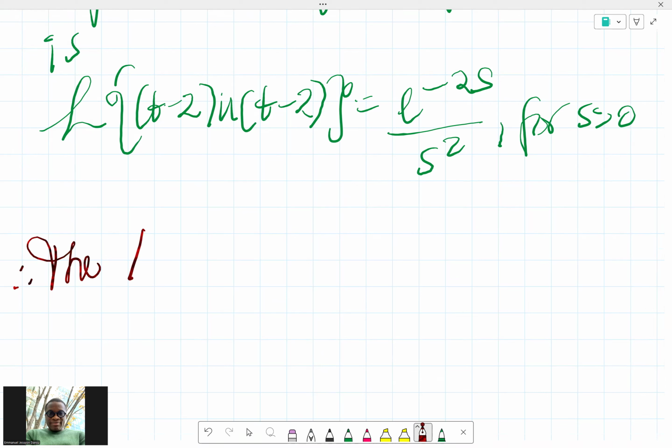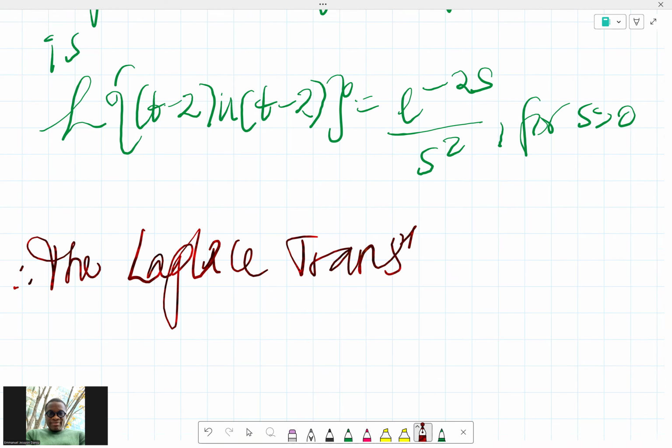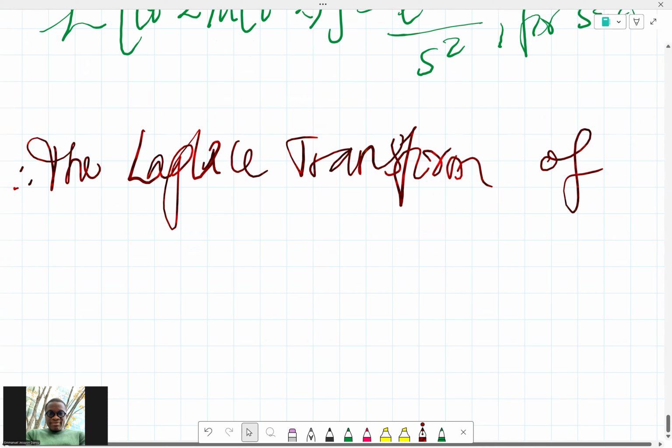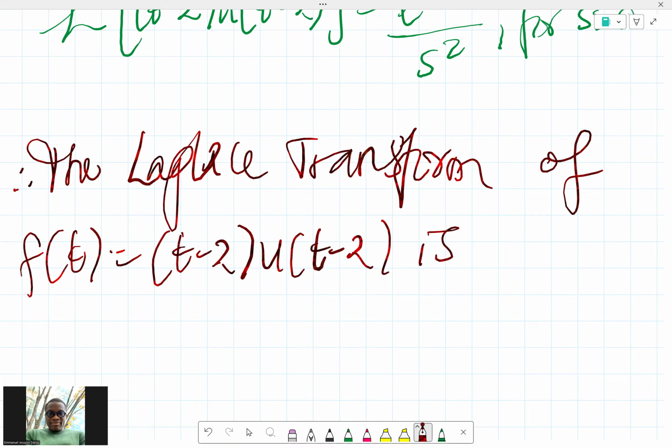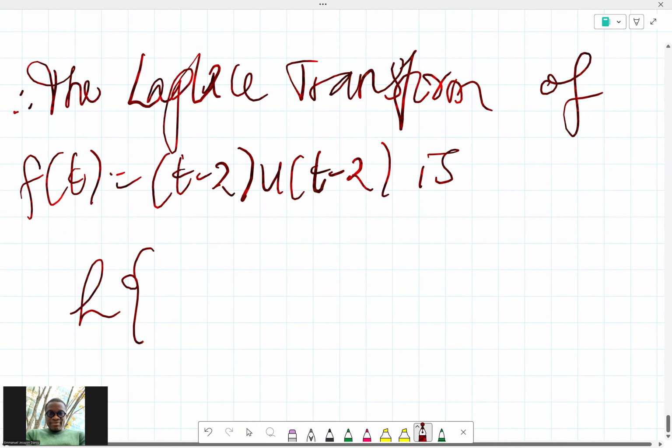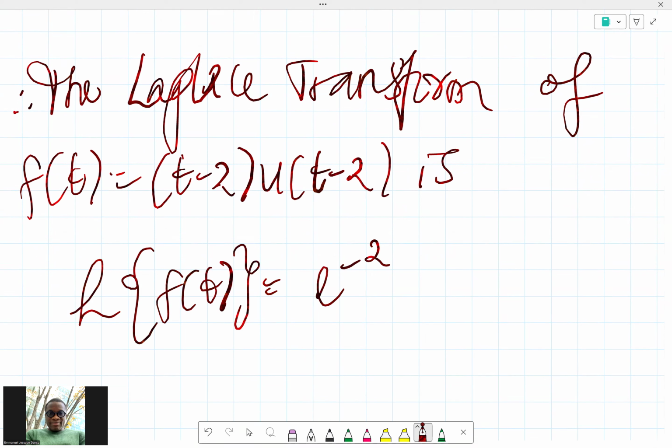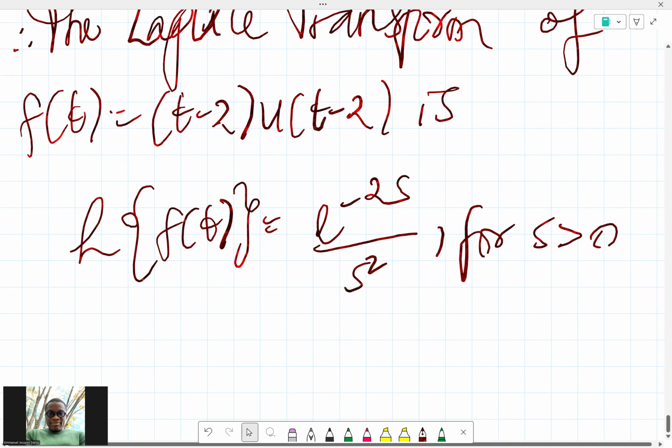Therefore, the Laplace transform of f of t equals (t minus 2) u(t minus 2) is the Laplace of f of t, which is the same thing as e raised to minus 2s all over s squared for s greater than 0, and that is what we have.